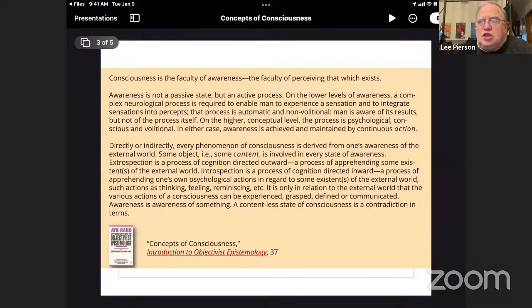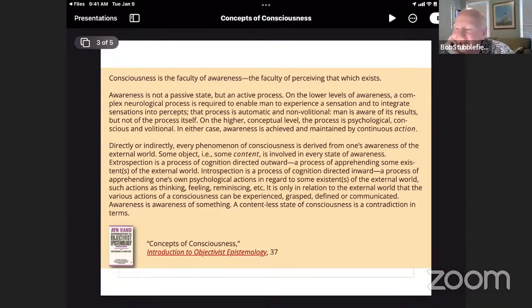"Introspection is a process of cognition directed inward, a process of apprehending one's own psychological actions." Now, I would stop right there, because right away she has narrowed the field of what introspection refers to, or maybe not. If everything in consciousness is an action, which you could say, yes, okay, then it's all right to put it that way. "Actions in regard to some existence, the objects of the external world, such actions as thinking, feeling, reminiscing, etc." It's interesting that she uses the gerund form, which indicates its connection to action, rather than thought.